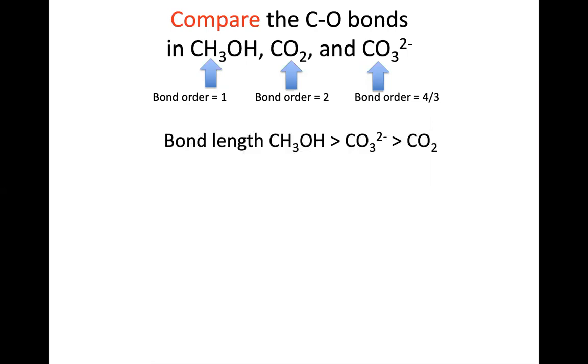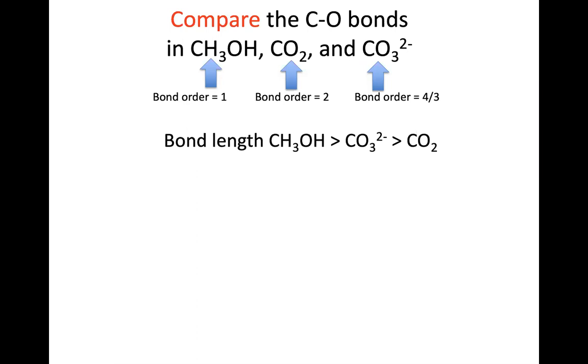What if we wanted to compare it in terms of bond length? A single bond, that's our weakest bond, that is the longest bond. So I'd say in terms of bond length, methanol would be the longest, carbon dioxide would be the shortest. I'm using my insight about the bond order to now think about the bond length. Higher the bond order, closer together the atoms, the shorter the bond.